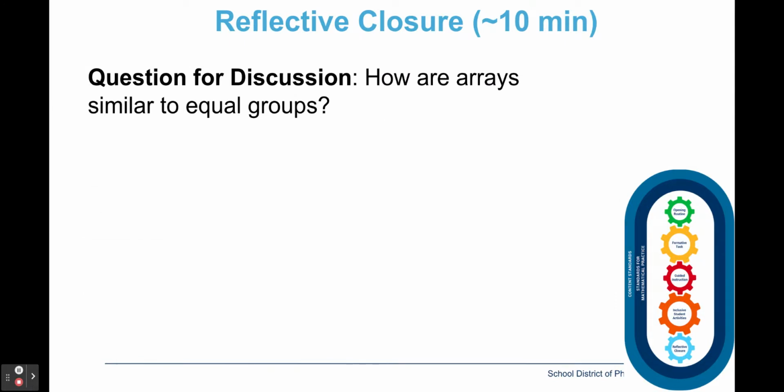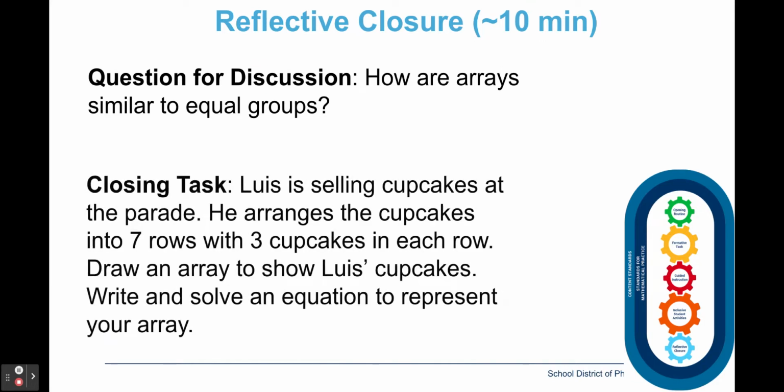Then we move into the reflective closure. This is about 10 minutes long, and that might seem like a long time for a closure, but that's because it has 2 parts. We start with a question for discussion. How are arrays similar to equal groups? I'll give them a chance to talk about that, maybe to do a turn and talk and to share out. We're bringing our learning together from the whole class. Then I'll give them a closing task, which is like an exit ticket, one final chance to apply what they've learned and to give me information as I plan tomorrow's lesson.